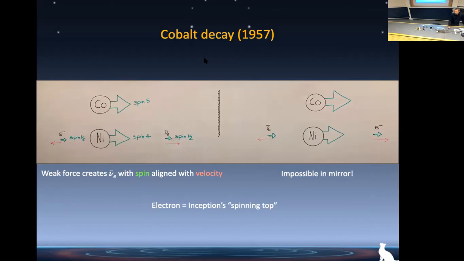In essence, back in the 50s, there was an experiment made by Madame Wu concerning the decay of cobalt atoms. This is a cobalt atom with a certain spin aligned along a certain magnetic field. This decays by beta decay, weak interaction, mediated by one of these W plus and W minus bosons. This decays into nickel. And not only nickel, but we also have an electron and an anti-electronic neutrino.